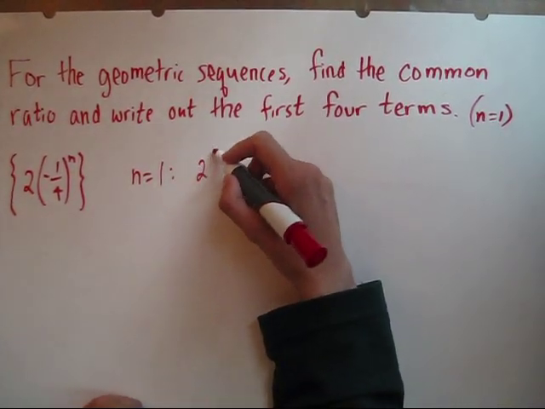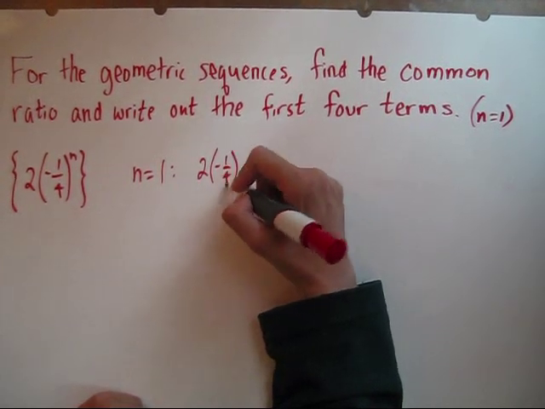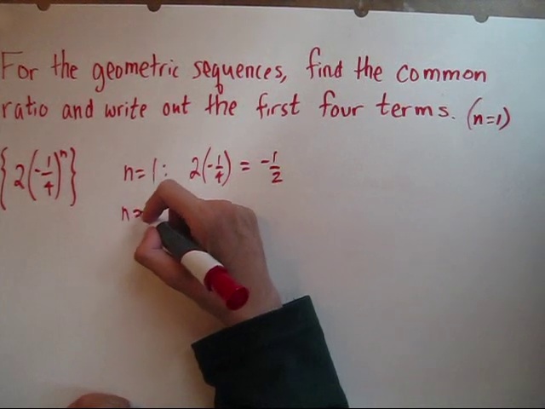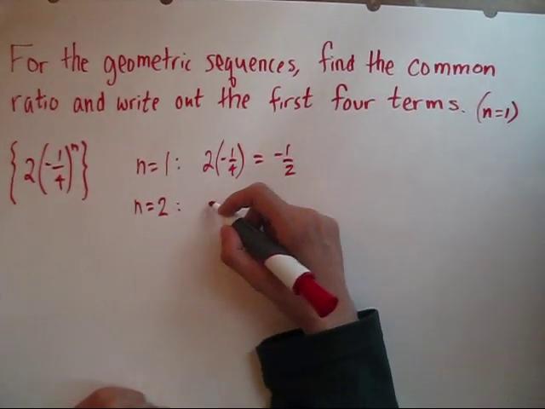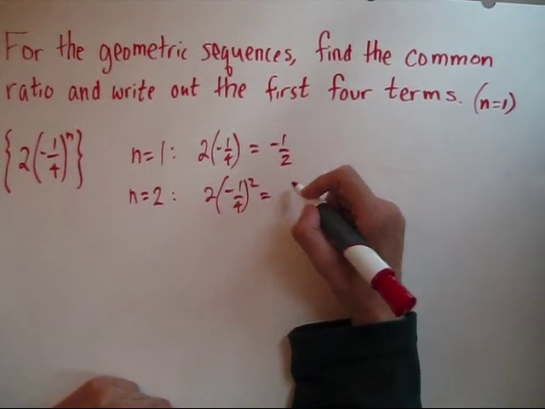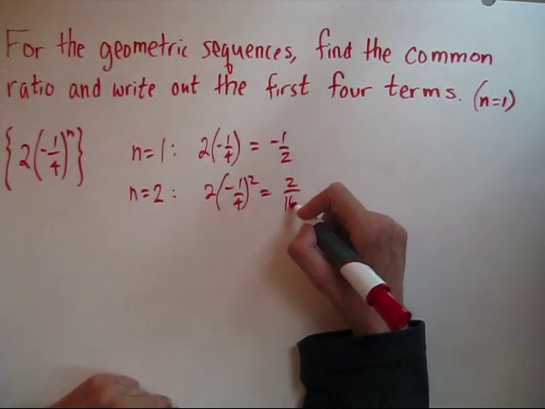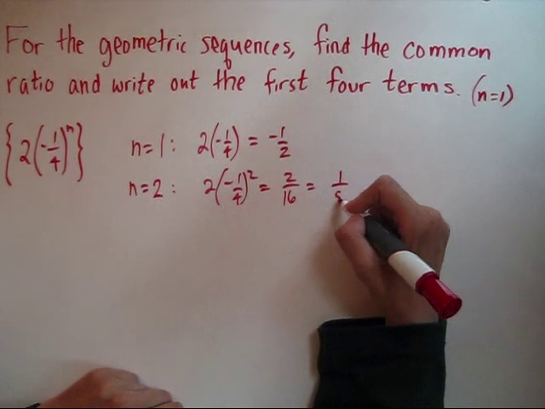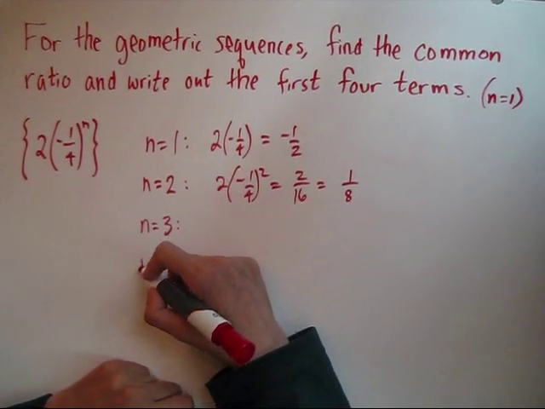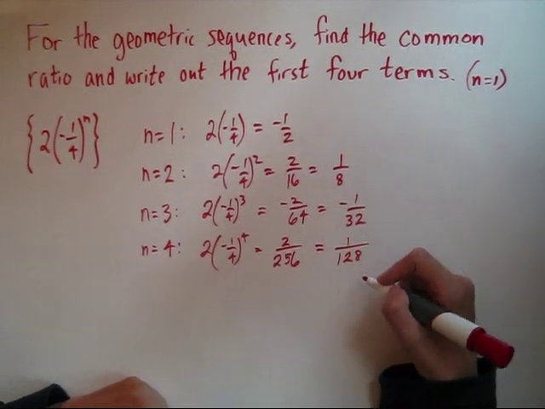We're going to have 2 times negative 1/4, which is negative 1/2. Alright, for n equals 2, we'll have 2 times negative 1/4 squared. So we're going to have 2 over 16, which is 1/8. Alright, let's do the same thing for 3 and 4. So there's our first four terms.